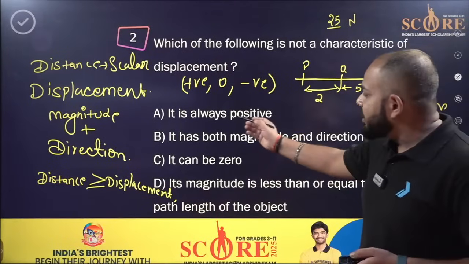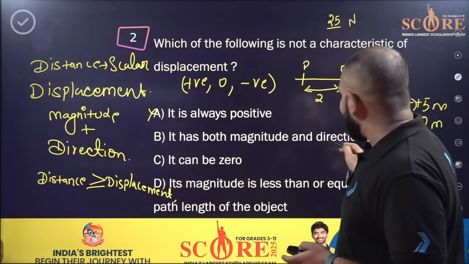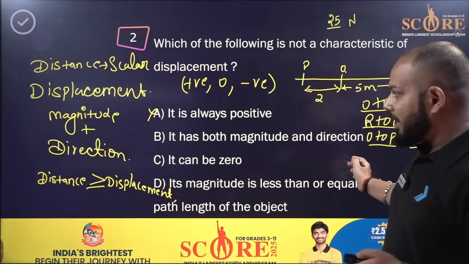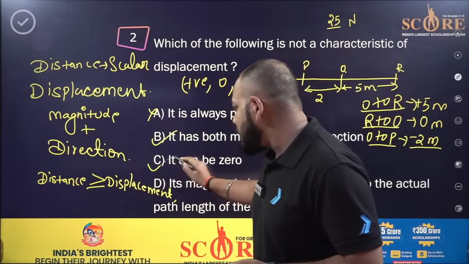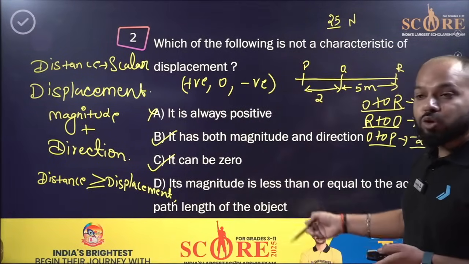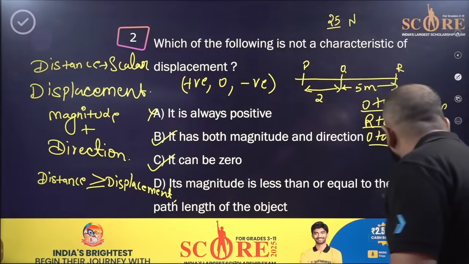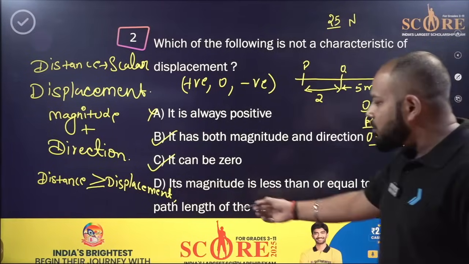Now let's see, is it always positive? No. It has both magnitude and direction. This is the correct one. Yes, it can be 0. Yes, its magnitude is less than or equal to the actual path. Actual path length is the distance, everyone. So this is also correct.